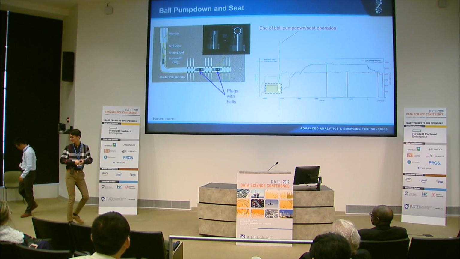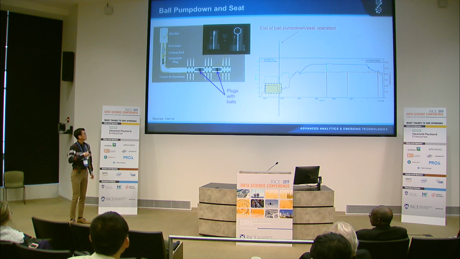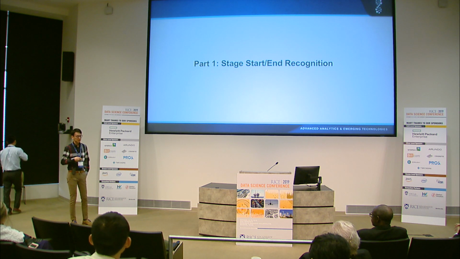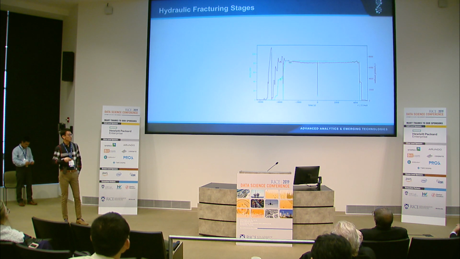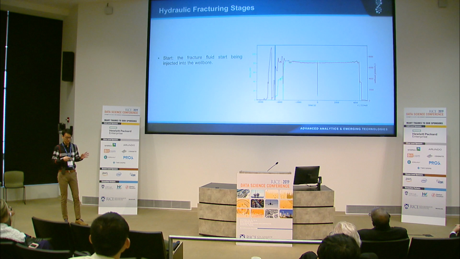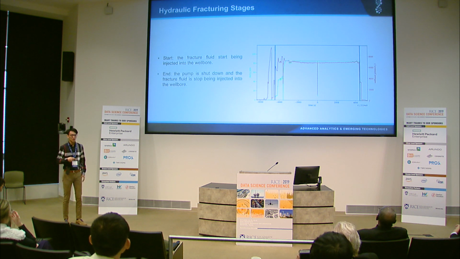Okay, thank you, Dean. So I'll continue from this point. Next, I'm going to talk about the first model we developed. It is the stage start and end recognition. Again, here is the time series data of a stage. In this figure, the red line is the wellhead pressure, and the green line is the slurry rate. This is the start of the stage, where the fracturing fluid is starting to be injected into the wellbore. And this is the end of the stage.